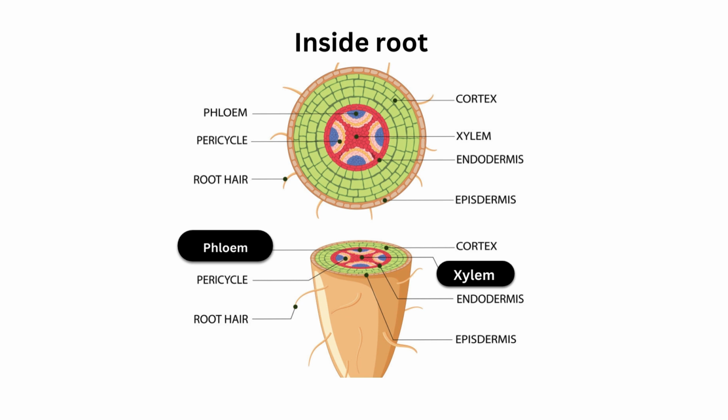As you already know about the xylem and phloem functions, let's review them again. Xylem tissue is responsible for the transport of water and dissolved minerals from the roots to the rest of the plant. And the phloem tissue transports sugar and other organic nutrients produced by photosynthesis from the leaves to the rest of the plant. So, dear students, this is all about transportation in plants.